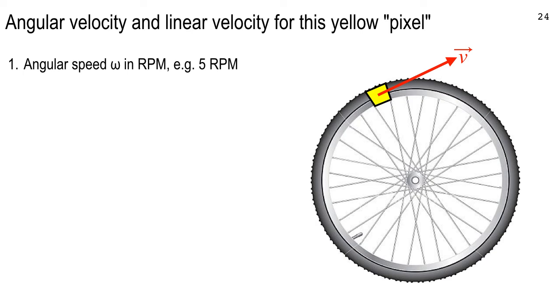RPM. Okay. Now that means, and let's say that it's going clockwise. So draw in a pixel, this yellow pixel up here. Pixel off one unit of the wheel and put a velocity vector tangent to the circle, tangent to its path. Okay, and it's going clockwise. All right. And now we have to figure out the direction of the angular velocity arrow.